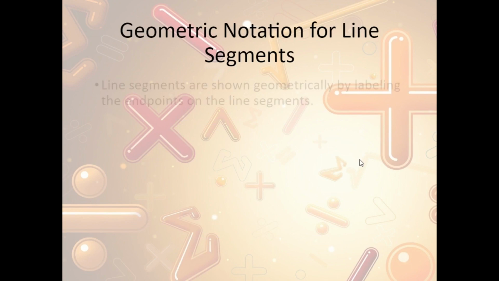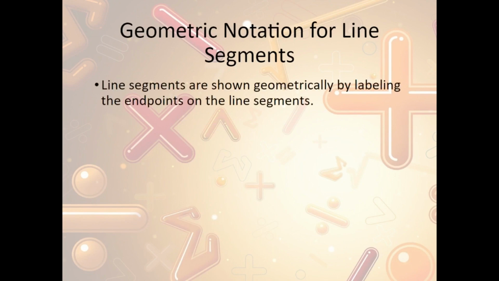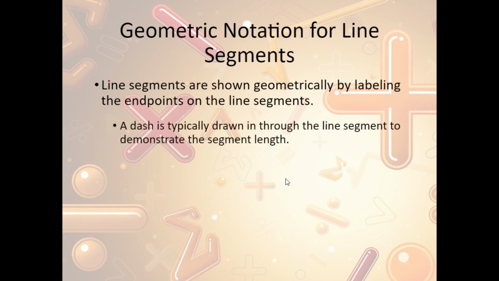Geometric notation for line segments. Line segments are shown geometrically by labeling the endpoints on the line segments. A dash is typically drawn through the line segment to demonstrate the segment length. So for instance, we have a segment here with these two endpoints.